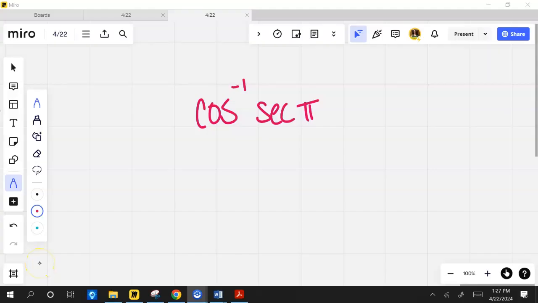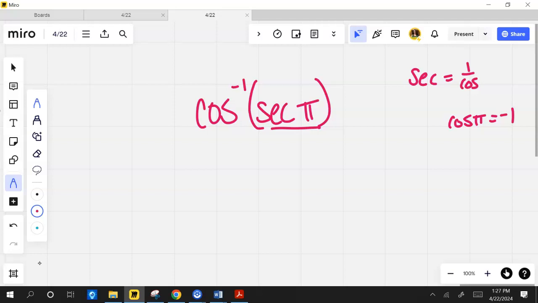All right. How might you find this? Exact values only. All right, let's work. Understand this is asking you to take the inverse cosine of this value. So let's talk through it. What's the secant of pi? 1 over cosine, right? We know that secant is 1 over cosine. So what's the cosine of pi? -1. So cosine of pi is -1. We all agree? This is still just more inverse trig function.